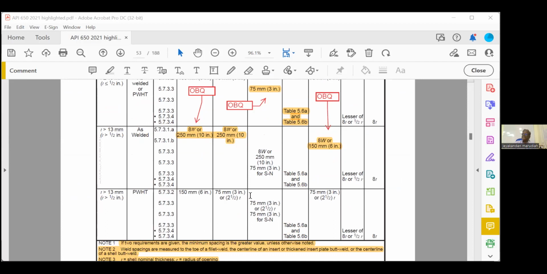Sir, B will change. Sir, if this same question comes with post weld heat treatment given, what will the answer be for this same question? Please speak in English, sir, we are recording for others. In English: for the same question, if they ask with PWHT, then you have to refer to this column.